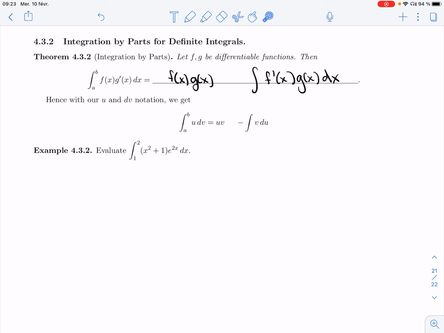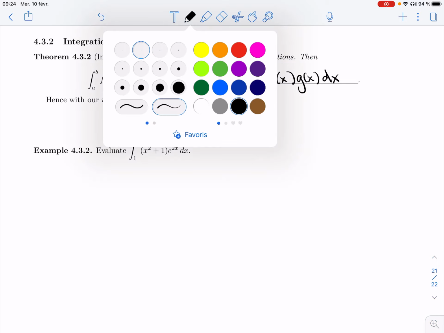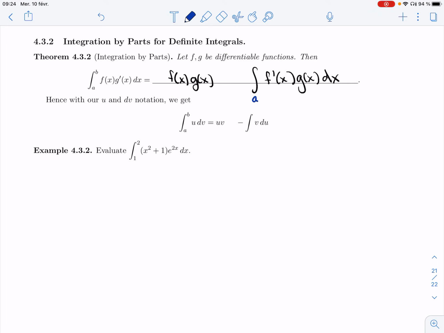All right, so our mantra, our slogan, our rule was that we change the bounds when we change our variables. But if you look, all of my variables are still x. So I'm not going to change my bounds. They'll still go from a to b because it's the same variable. X is going from a to b, that's it. But I have to put in the bounds. And so I'm going to put a and b here. And then this one will be evaluated at a and at b.